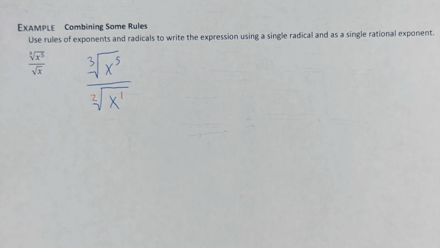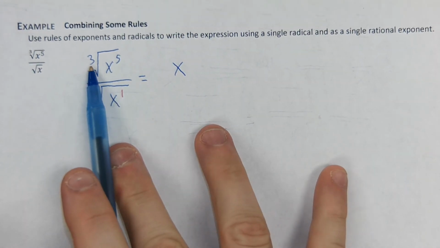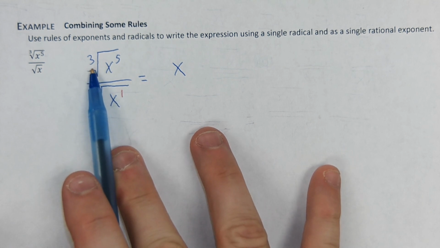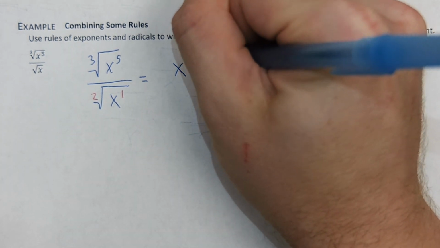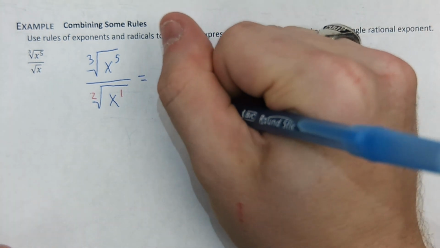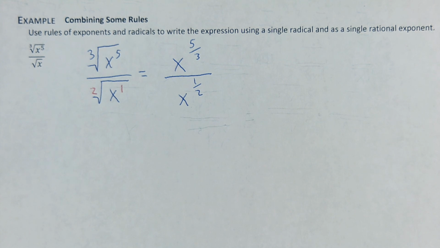Working with the radicals makes this very difficult in my mind. So I think the first thing you should do is convert it to exponents. Remember, the index is the denominator of the fractional exponent, the rational exponent. So this is x to the 5/3 over x to the square root, which means 1/2 power, like that. Now it should be much easier.